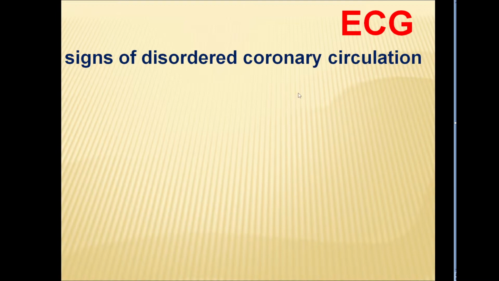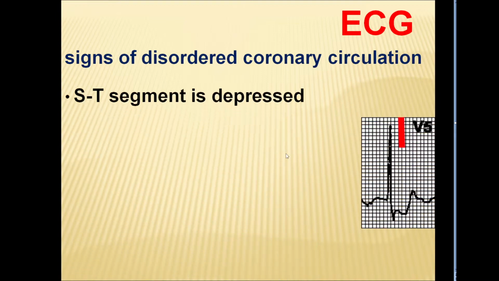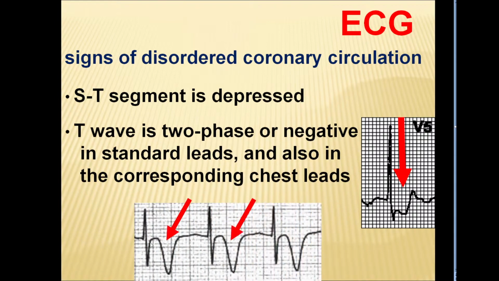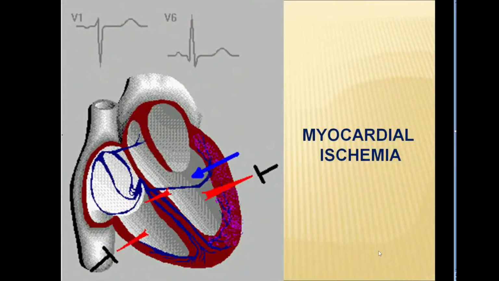On ECG, signs of disordered coronary circulation appear only during attacks of pain. We can reveal displacement of the ST segment below the isoelectrical line, it's depression, and some pathology of the T wave, it may be negative or two phase, sometimes sharp, but it appears only during attacks of pain. When we give nitroglycerin, after 5 minutes all this displacement comes back to normal. And if the patient is examined during the subjectively healthy period, no problems with ECG. You see only short time displacement of the ST segment and change of polarity of the wave.